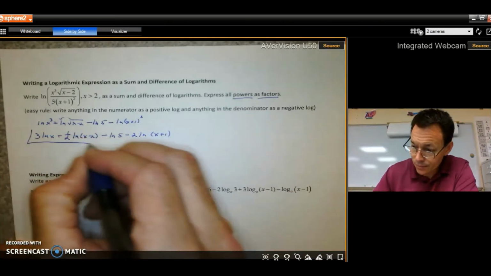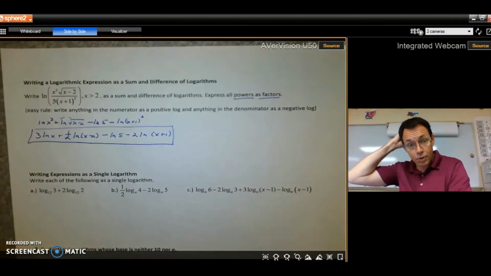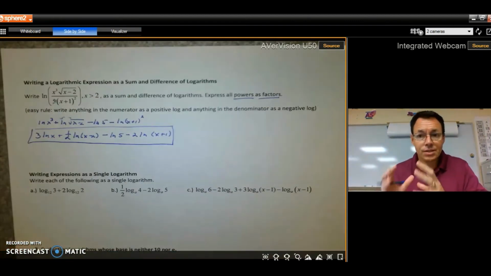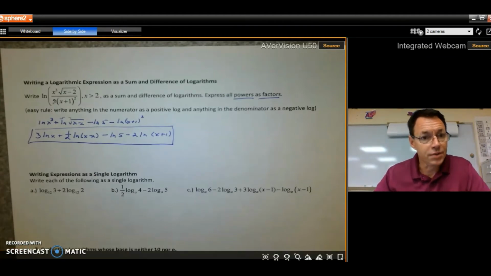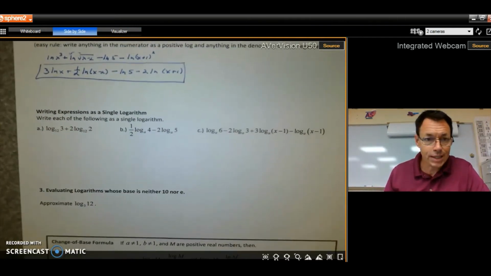And that is it. That is the final answer, where we've taken this expression and we've pulled it apart into separate sums and differences. Okay? Now, what's actually more helpful usually is being able to go the other direction. So take a look at these problems.